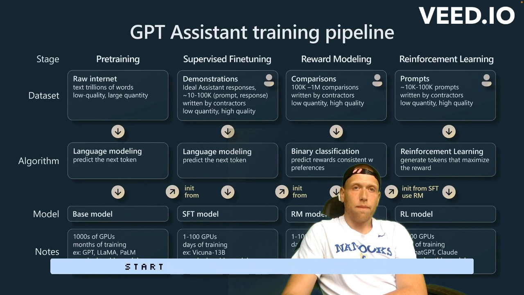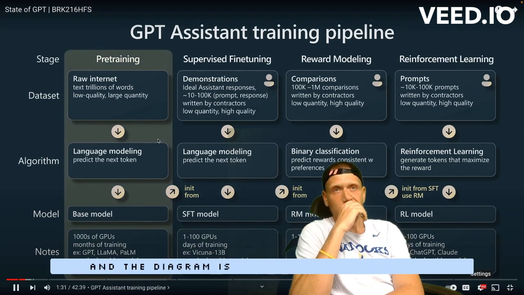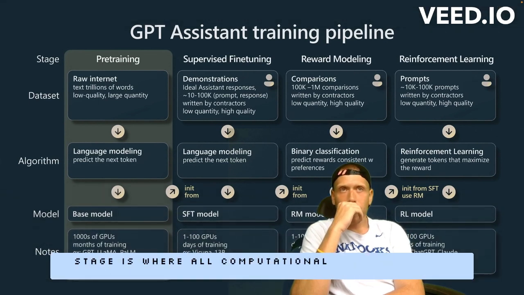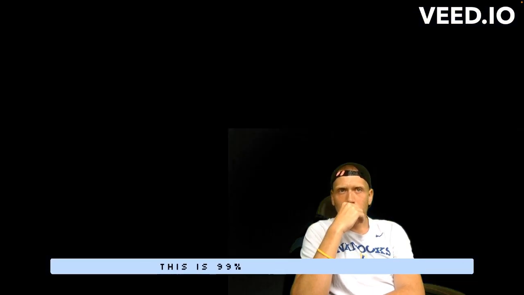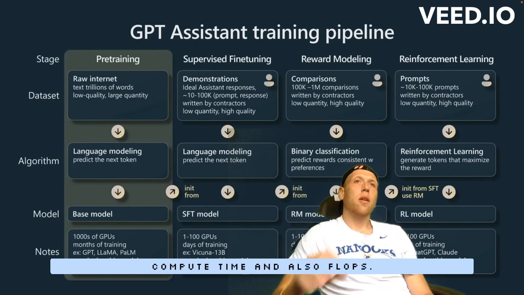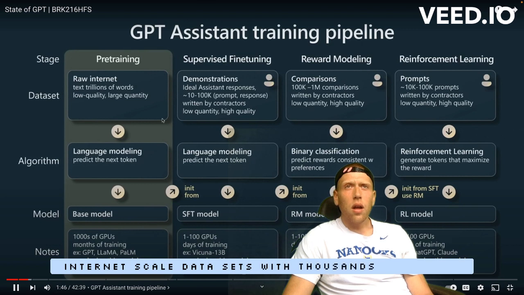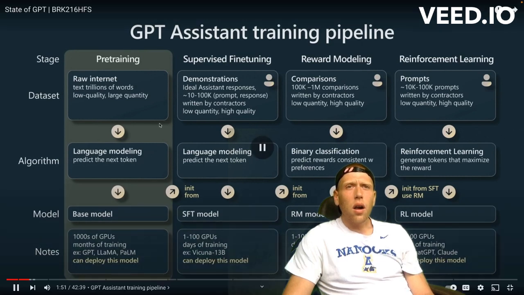So the first stage we're going to start with is the pre-training stage. Now, this stage is kind of special in the diagram, and the diagram is not to scale, because this stage is where all computational work basically happens. This is 99% of the training compute time, and also flops. And so this is where we are dealing with internet-scale datasets with thousands of GPUs in the supercomputer, and also months of training potentially.